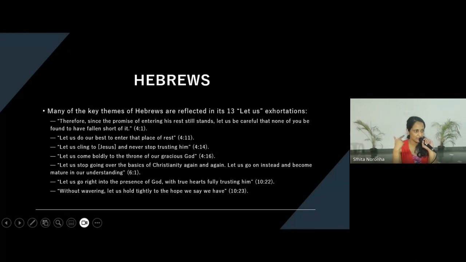So maybe 1, 2, 3, 4, 11. Maybe our in-person students can read the first 11, and then the last two, two online students can read. So we have these 13 "let us" statements in Hebrews that kind of highlight the key themes of Hebrews.